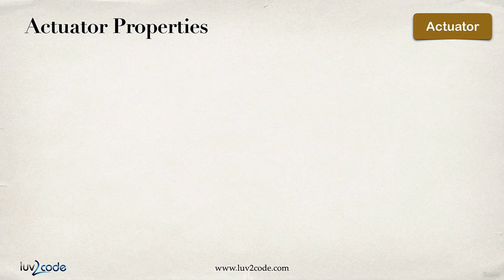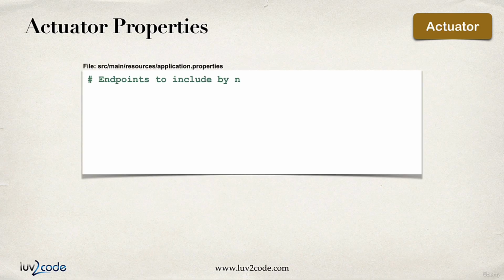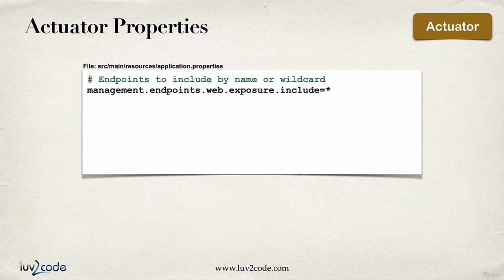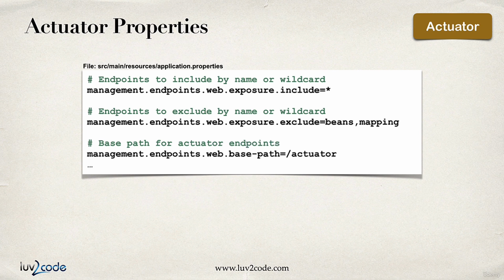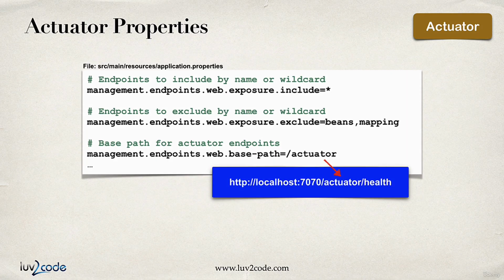Now let's take a look at some of the properties we can set for actuator. And you've seen some of these already, right? So you can set up the endpoints to include. We could give the endpoints by name or by wildcard. So I'll have include equals star. We can also give endpoints to exclude by name or wildcard. So here I'll say exclude equals beans, mapping. We can also set up the base path for the actuator endpoints. The default is /actuator. So when we access it via the web, we say localhost:whatever our port is, 7070/actuator/health. And you can easily change that value to anything you'd like for your actuator endpoints.